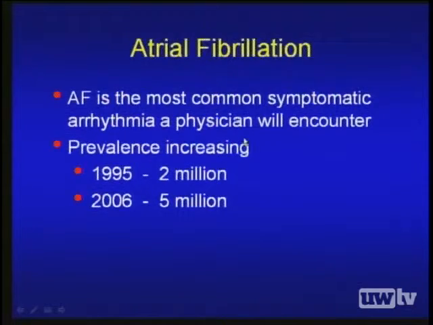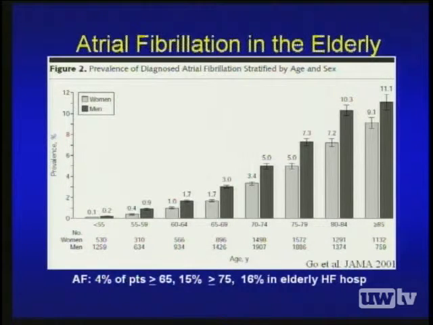It is the most common symptomatic arrhythmia that a physician will encounter. In the United States in 1995, there was an estimated 2 million individuals with atrial fibrillation in this country, which by 2006 had reached 5 million. It is also a rhythm that increases in prevalence as individuals age. So both for women and men, women in the light bars, men in the dark bars, as age increases, so does the prevalence of atrial fibrillation.